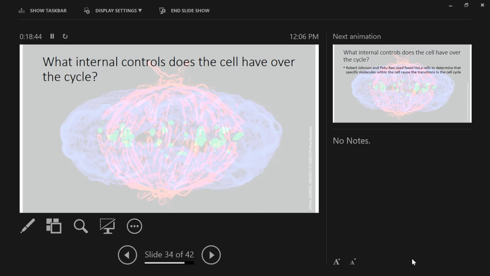And so before we start this next question, which is what internal controls does the cell have over the cycle? Because I showed you an experiment where it was something external that was going into the cell and triggering it to move from one stage to the next. Before we address this question, I want you to take a couple of minutes and, working with those around you, come up with a list of reasons why cells cannot just keep going through the cell cycle. Okay? A list of reasons why the cells in our body can't just keep going through the cell cycle.